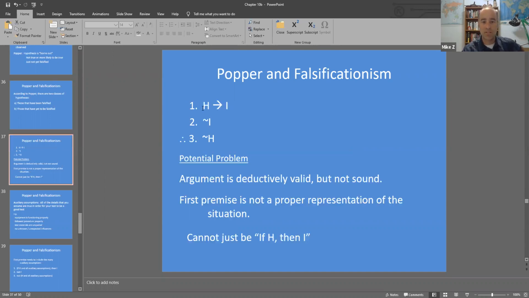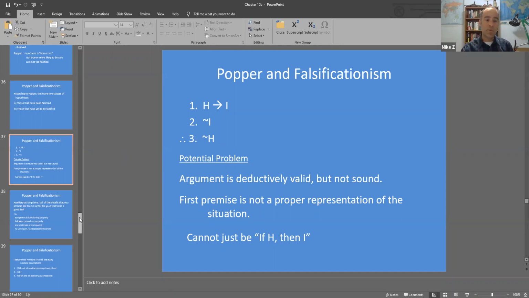Remember, here's his method of falsificationism. It's just modus tollens. If H, then I. The second premise tells us not I, so therefore not H. Looks like you just proved that the hypothesis is false. But while this is indeed a deductively valid argument form, we know that it's modus tollens, it turns out it's not deductively sound, in particular that first premise. So that first premise is, in a way, false. It's false because it's just not an accurate representation of the actual experimental situation. It cannot be simply, if the hypothesis is true, then the test implication is true, the prediction will be true. It's just not as simple as that.